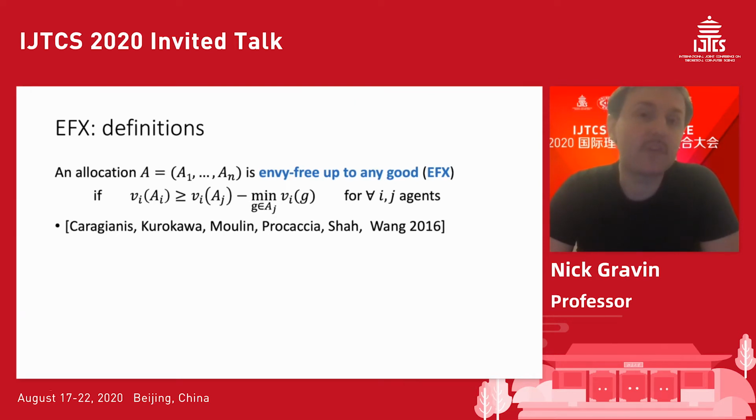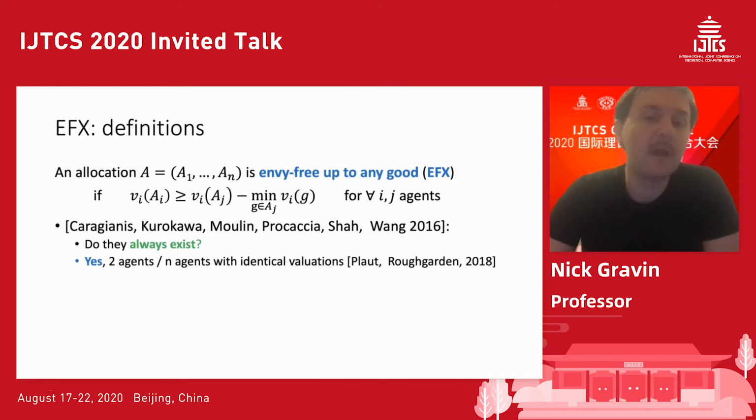Okay. So it's a stronger condition than before, and according to the paper I already mentioned in 2016, there is a very interesting question: do such allocations exist? And quite recently, in 2018, it was shown that for just 2 agents, or the case where there are n agents with identical relations, indeed, EFX allocations always exist.